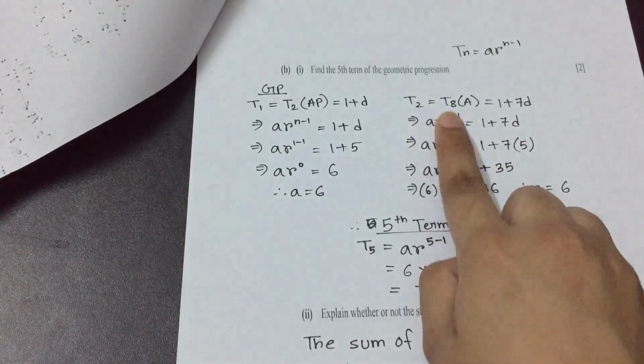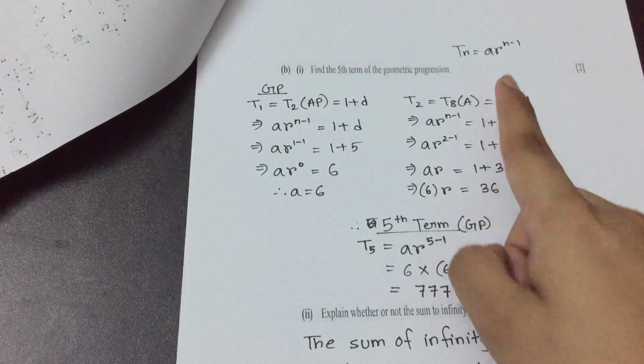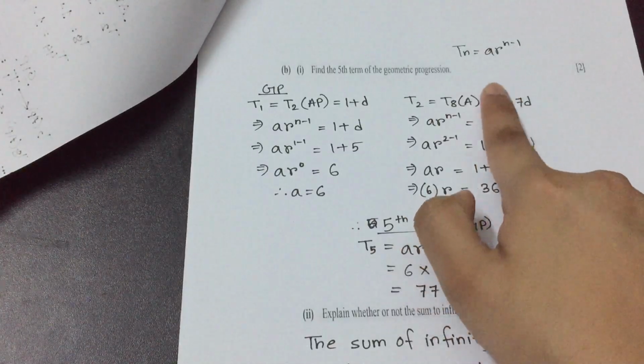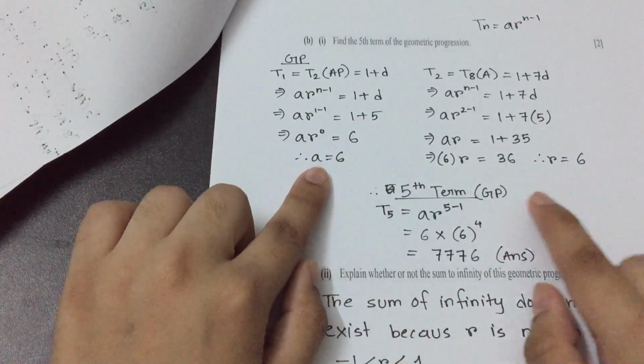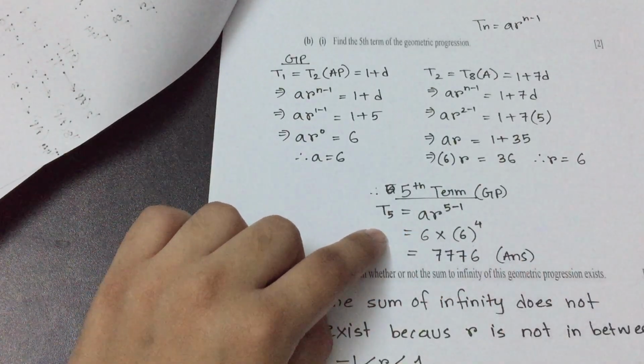So the second term, ar to the power 2 minus 1, is equal to 1 plus 7d, because the second term is equal to the 8th term of the arithmetic progression. Since I have a and r, I can easily use the geometric progression formula to find out the fifth term. This is what I have done.